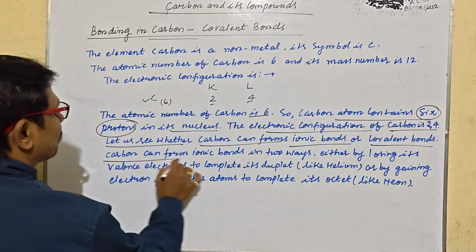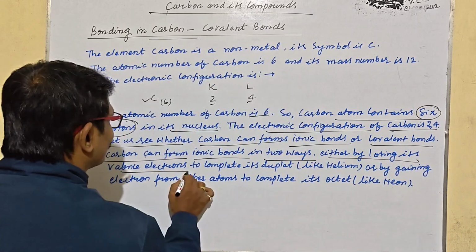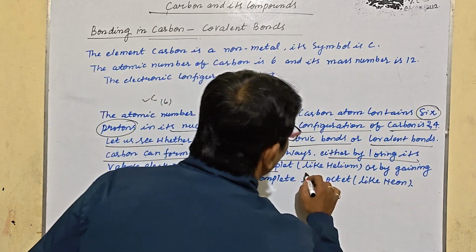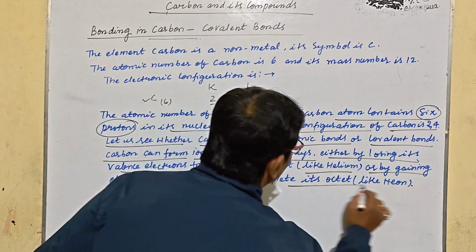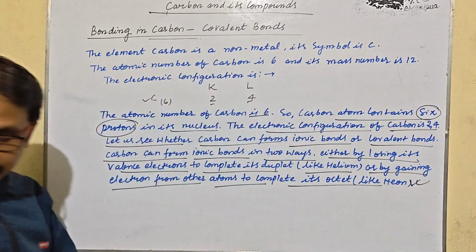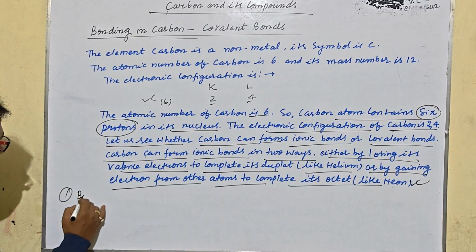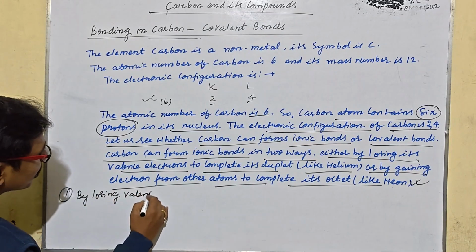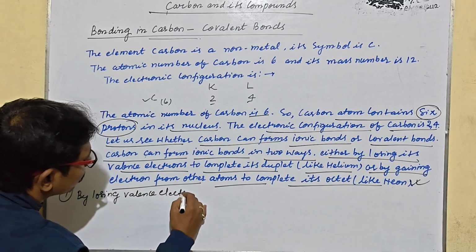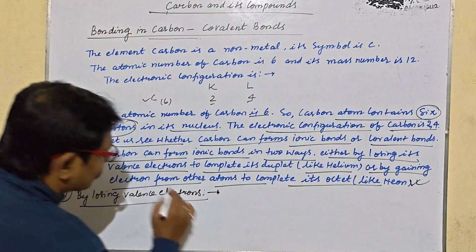So my dear student, carbon could form ionic bonds in two ways, either by losing its valence electrons to complete its duplet like helium, or by gaining electrons from other atoms to complete its octet like neon. So let us understand the bonding in carbon, first by losing valence electrons. Let us understand how carbon can lose its valence electrons.